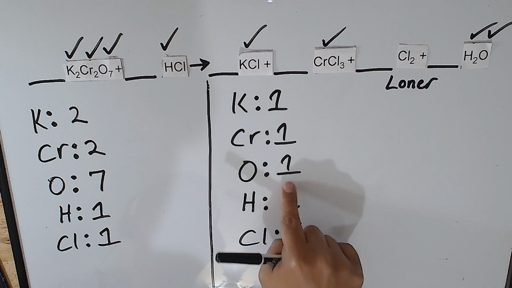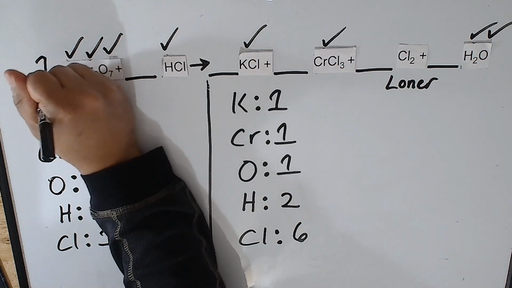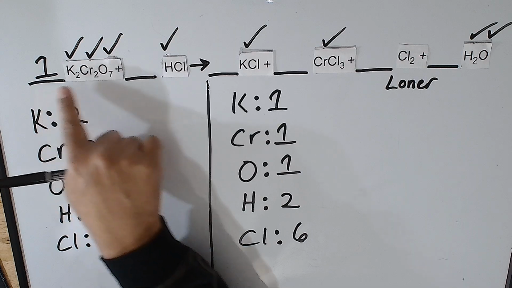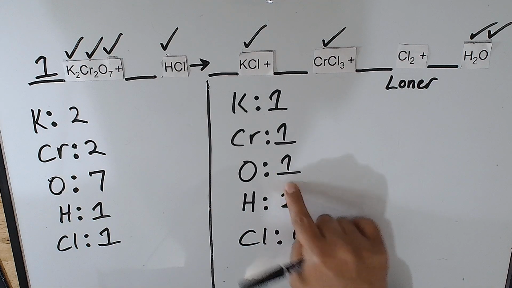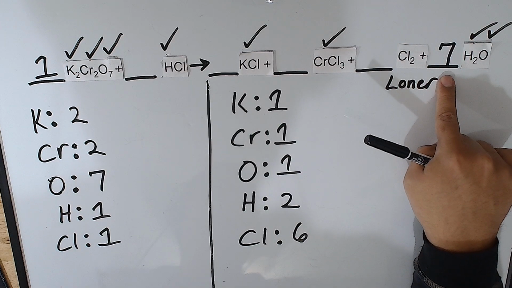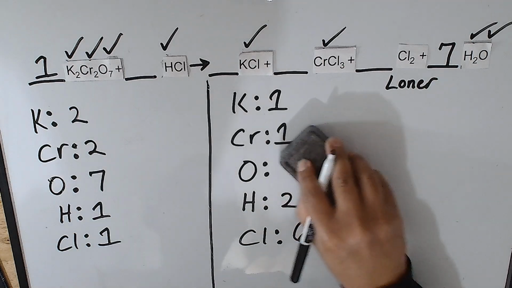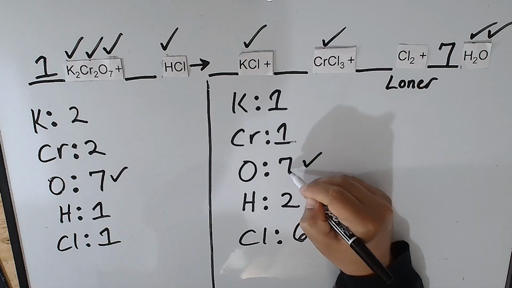So before I can change this to a 7, I'm going to lock in this product with a coefficient of 1. 1 times 7 gives me 7. So I'm going to come over here to the product side and I'm going to write a 7. I now have 7 oxygens. So I'm going to change this to a 7. So our oxygens are balanced.